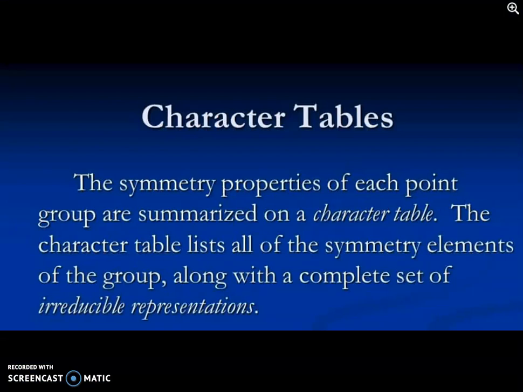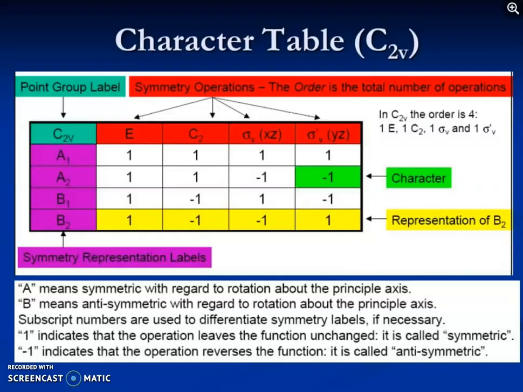Now, character table. The symmetry properties of each point group are summarized on a character table. The character table lists all of the symmetry elements of the group along with a complete set of irreducible representations. So this is one table, the character table of C2V. Point group label, green one.